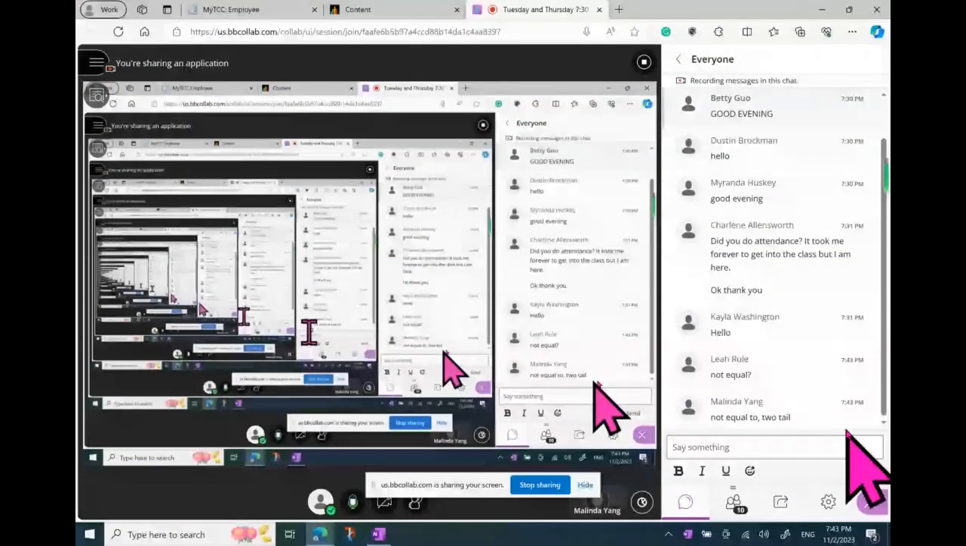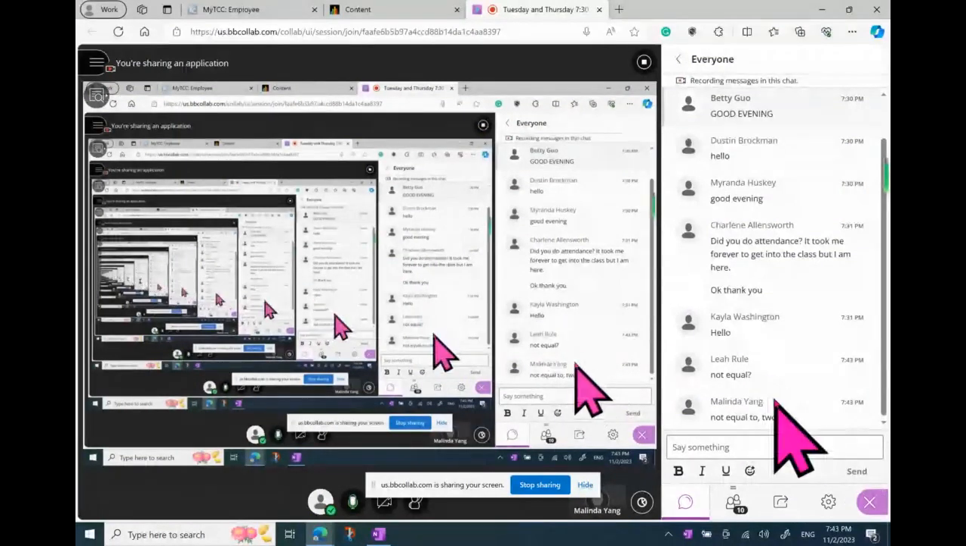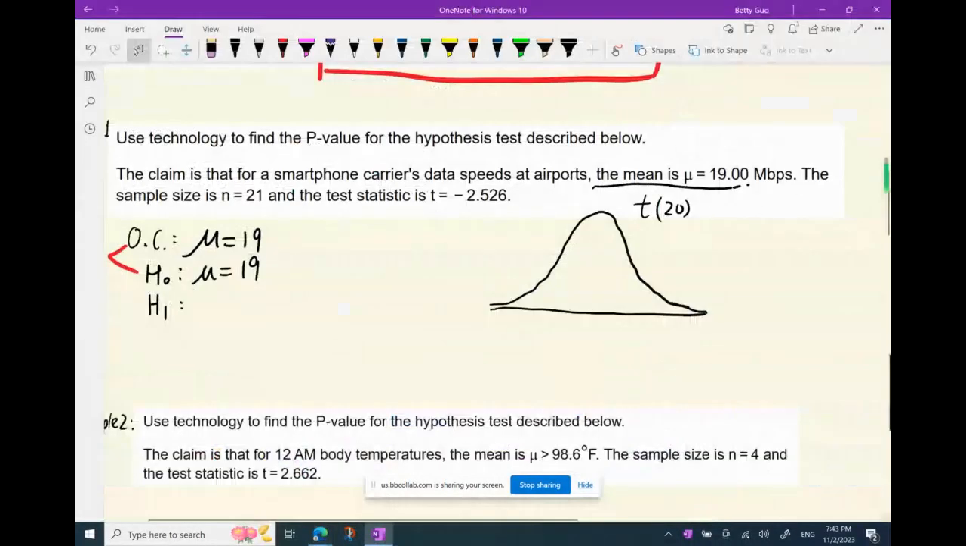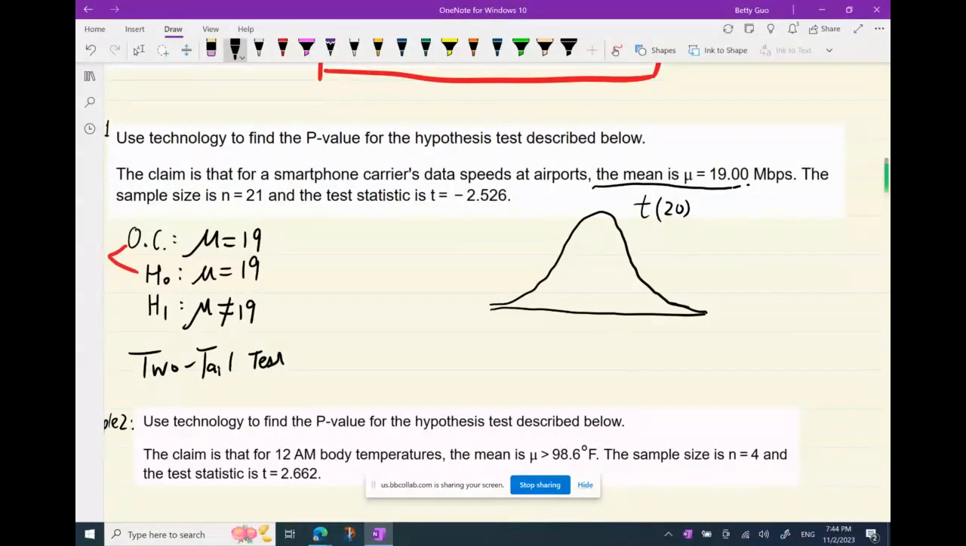Yeah, exactly. Melinda, yeah, not equal. Leah, you are right as well. Not equal to is a two-tailed test, all right? Very good. Mu not equal to 19. Perfect. Since the alternative is mu is not equal to 19, this is a two-tailed test. Very important. We have to know what kind of test it is.